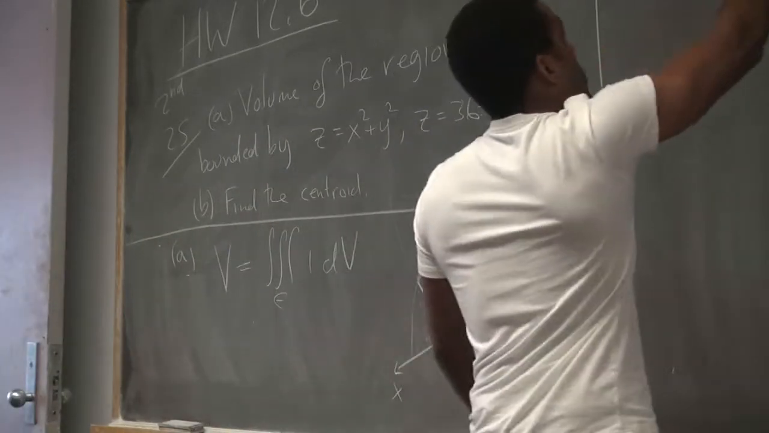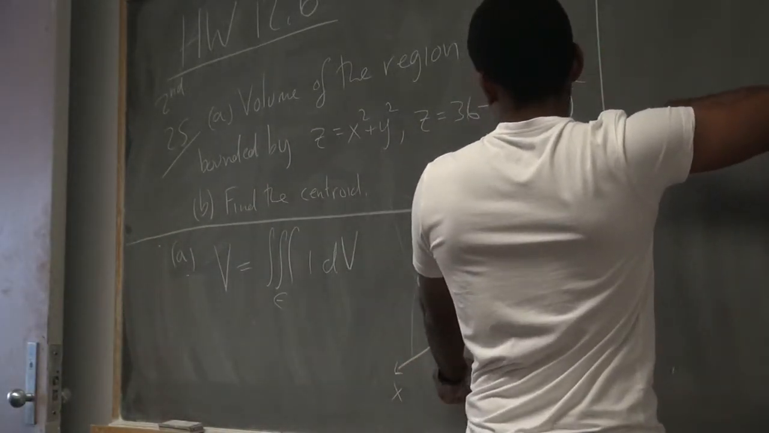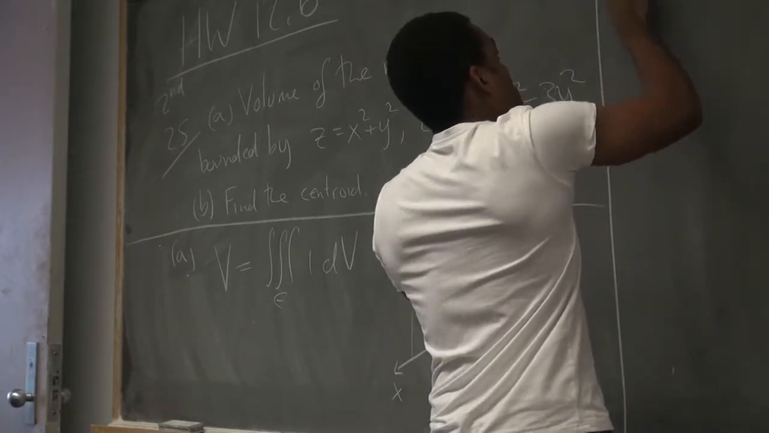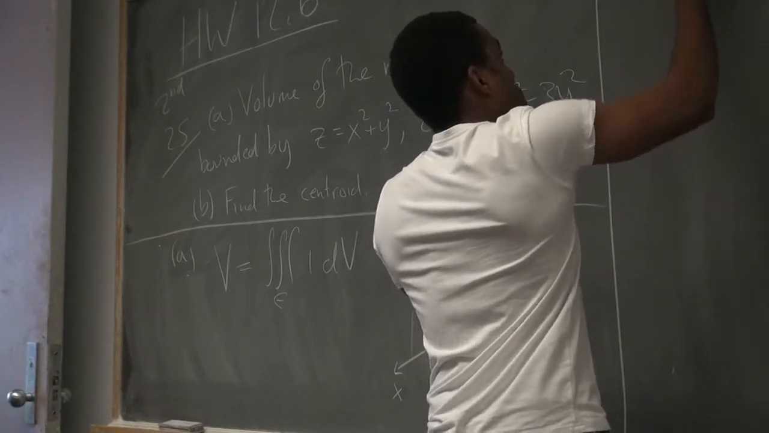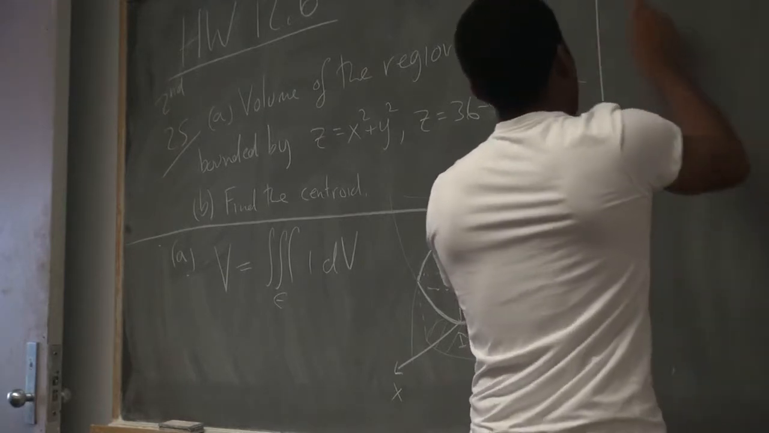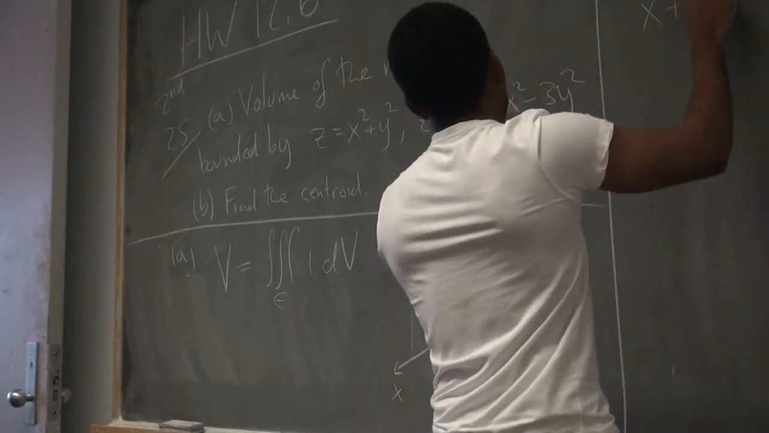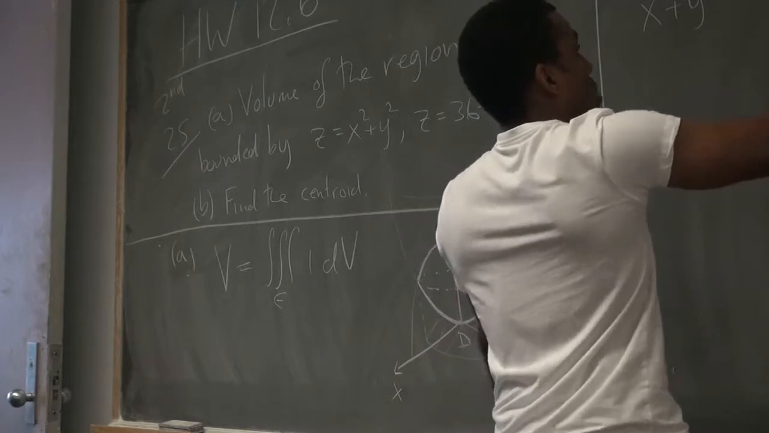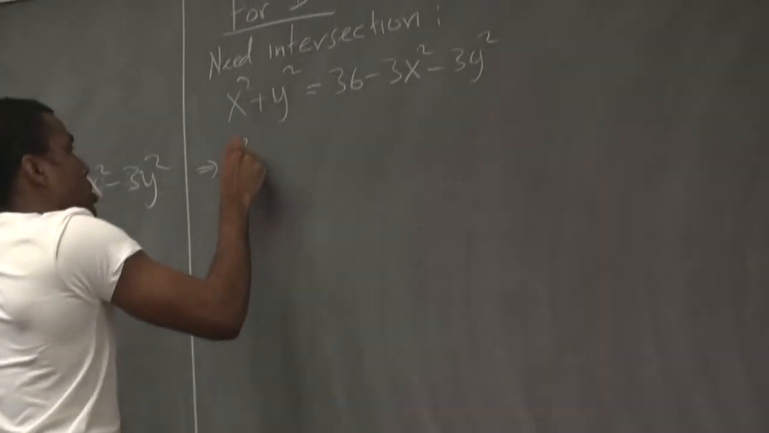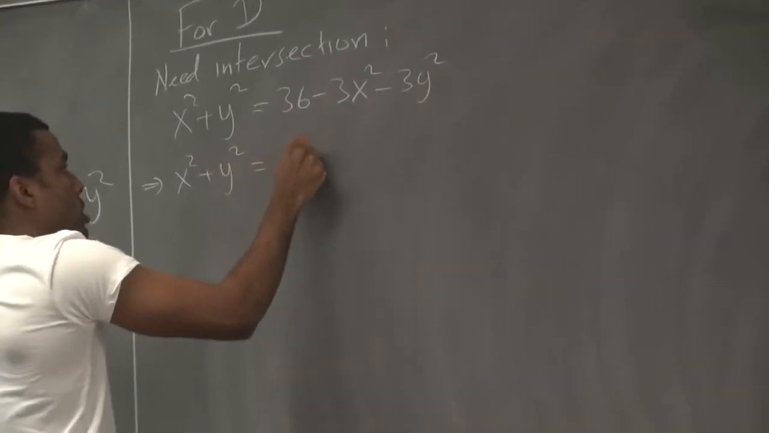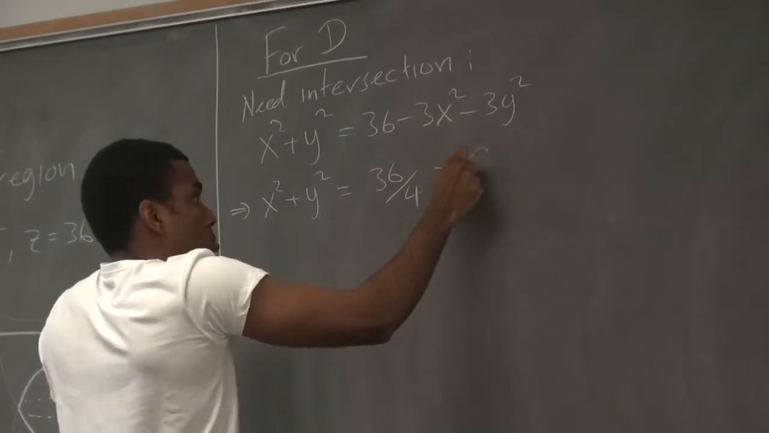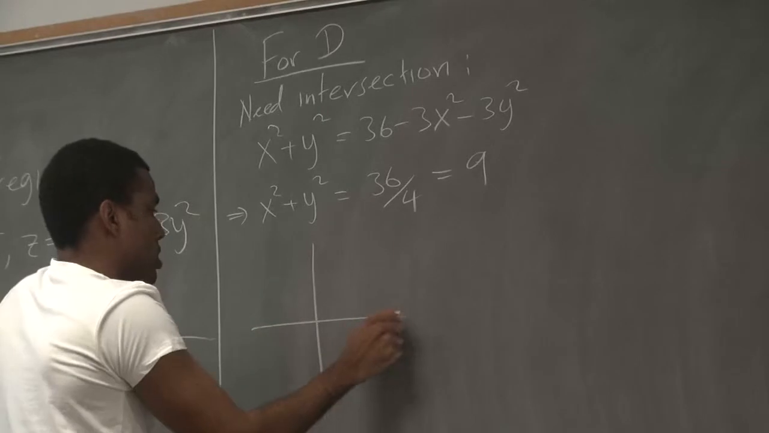Now, let's continue. First we have to find what the region D is about. So for D, we need the intersection. This means that I need x squared plus y squared to be equal to 36 minus 3x squared minus 3y squared, which means x squared plus y squared is equal to 36 over 4, which is 9. So your D is actually just a circle of radius 3.